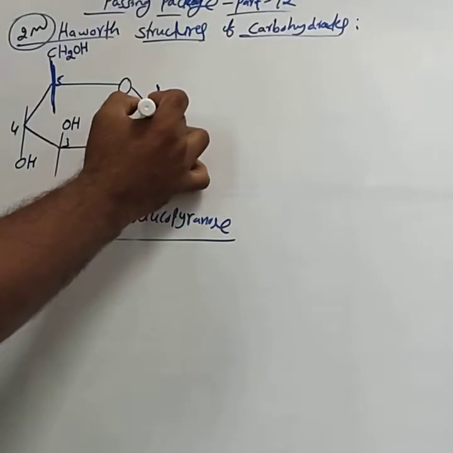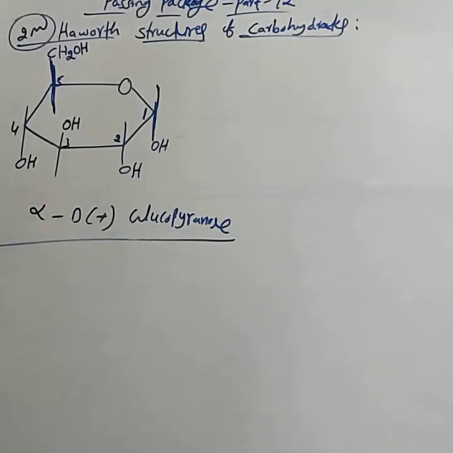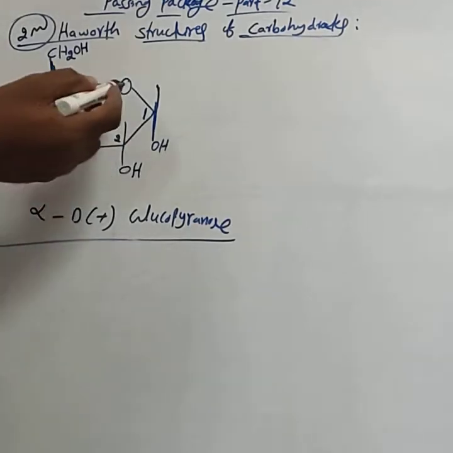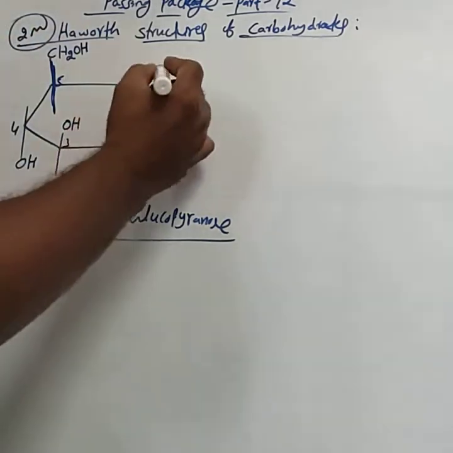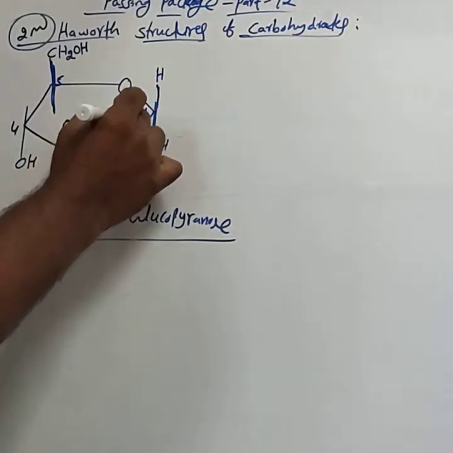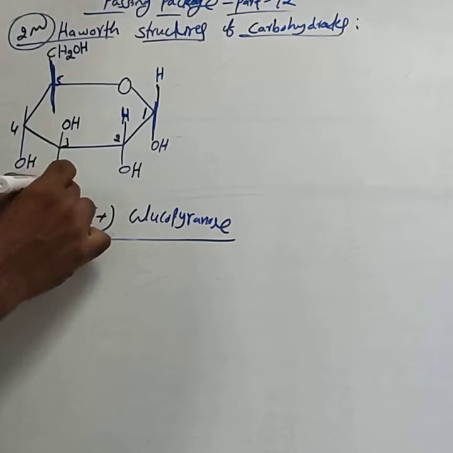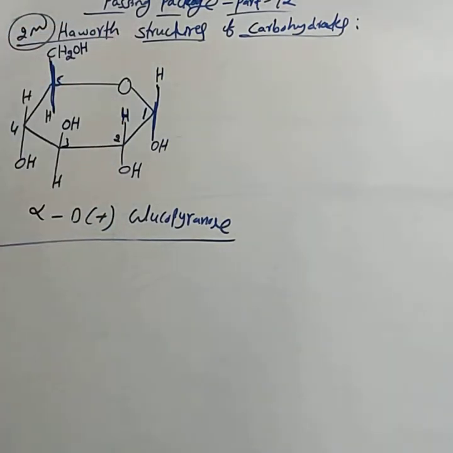Between the first and fifth carbon atom, there is an oxygen atom, the glycosidic linkage. This structure is the glucose structure. And the remaining corners are the H, hydrogen atoms. If you write this structure, you get the 2 marks.